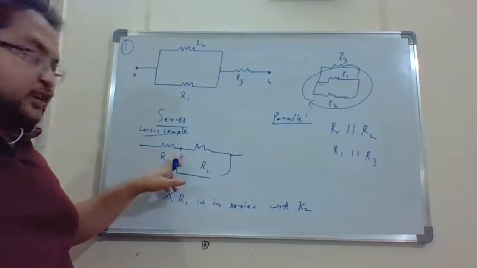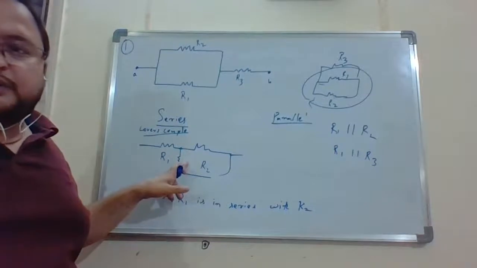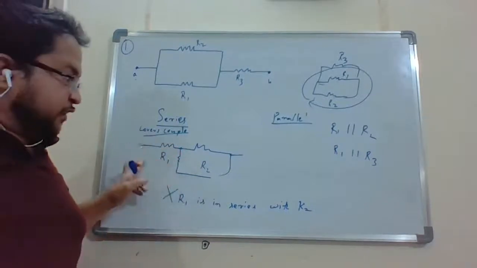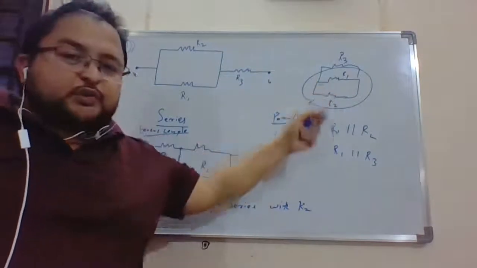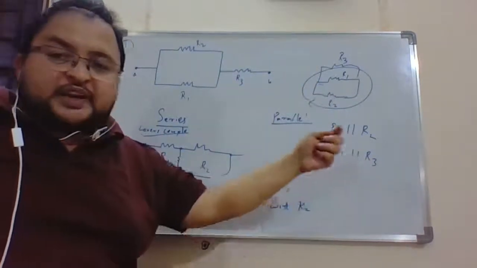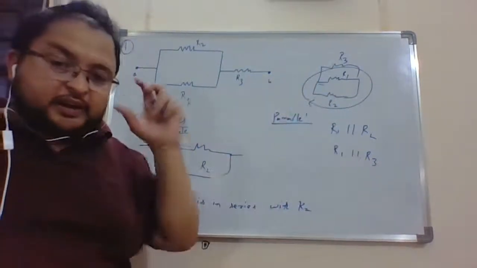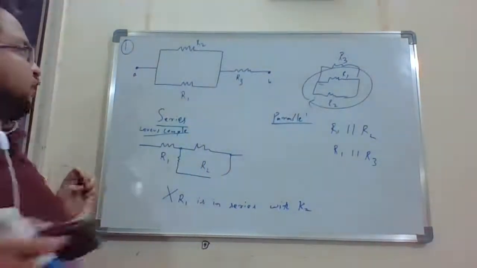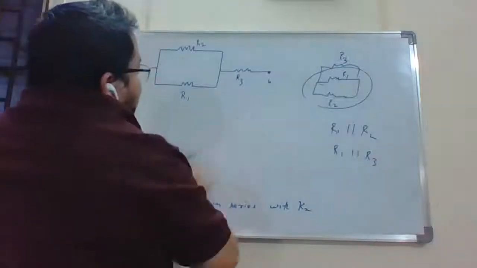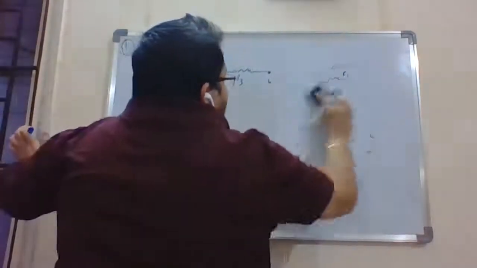So these are the key points. If at the meeting point there is no third resistor, then they would be in series. If by taking two and only two resistors I can complete a loop, they would be said to be in parallel. Now, with these fundamentals, let us start solving our problems. So let's start with the first one.